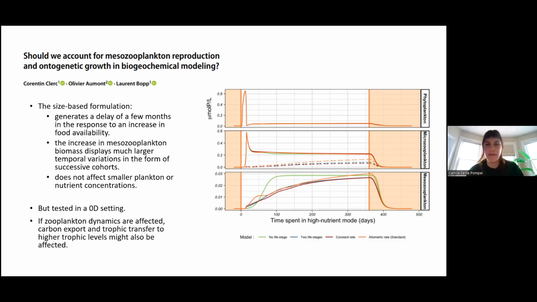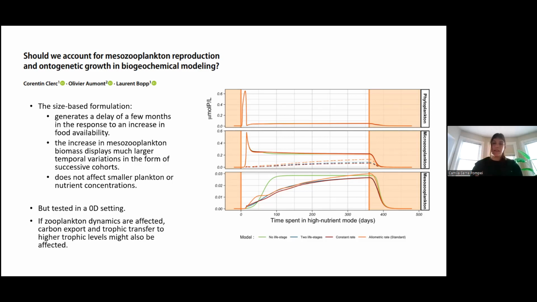The interesting thing that they found as well, which I found kind of weird, I didn't know what to think about, was that even though you get different dynamics of zooplankton, these didn't really affect the phytoplankton or the nutrient pool. So if you are centering on a more biogeochemical model and phytoplankton, based on these results, you would say, okay, I don't need to complicate myself and put in zooplankton ontogeny. But maybe if you are trying to get fish biomass or link it to trophic transfer, you might want to consider having ontogeny.